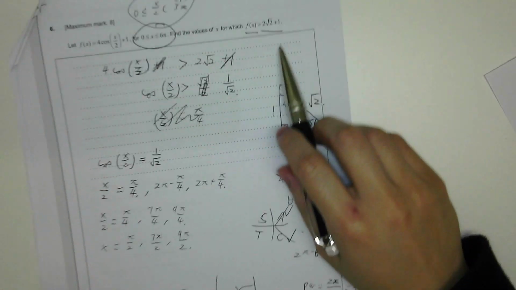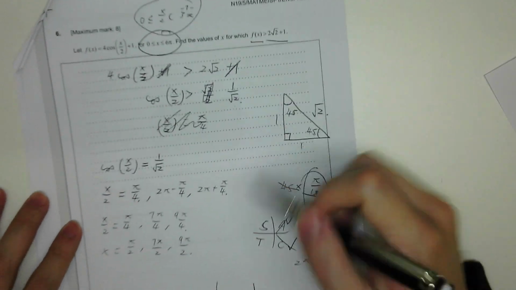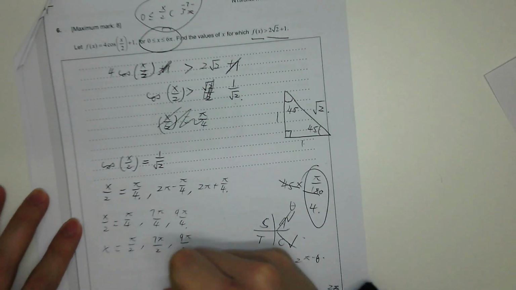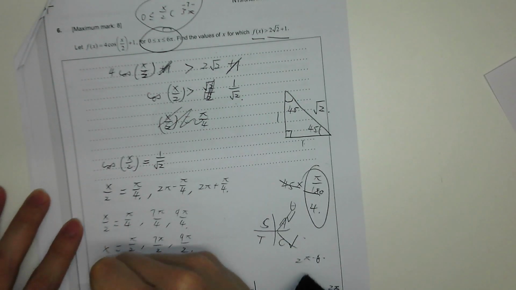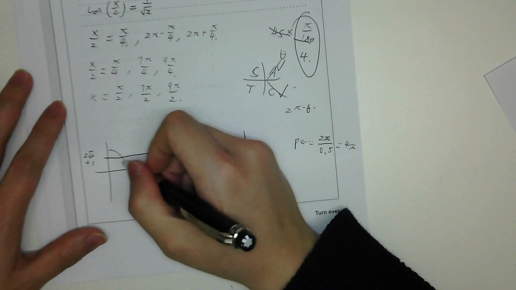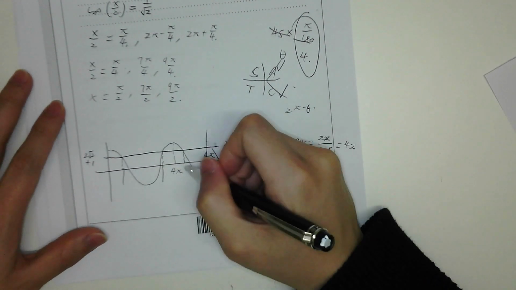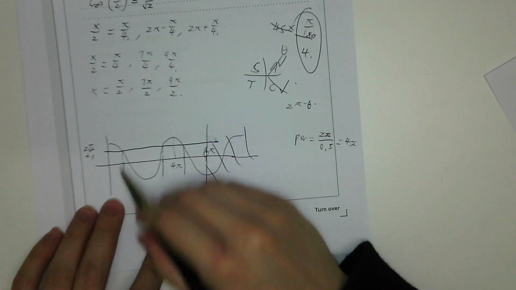Okay, so let's say 2 root 2 plus 1 is a positive value. I just randomly draw a straight line here. So this part is 2 root 2 plus 1. So see those intersection points here, these three values. Okay, I think this one will be pi over 2.